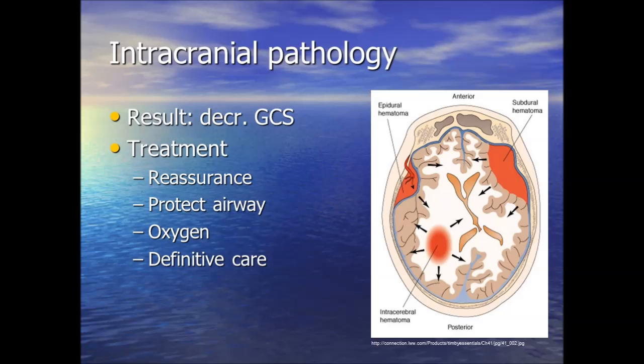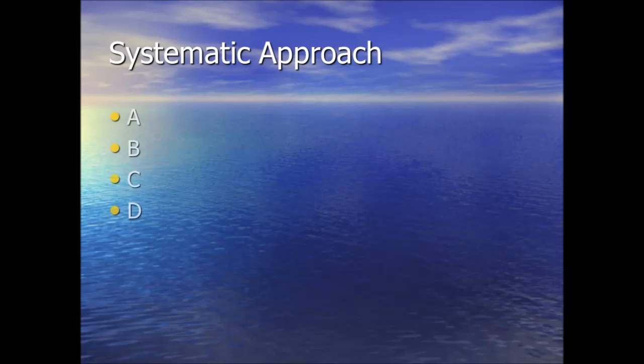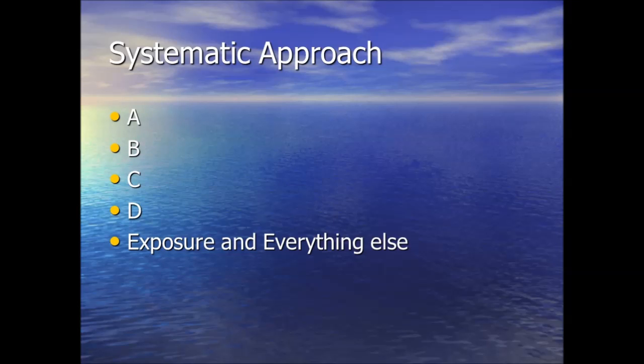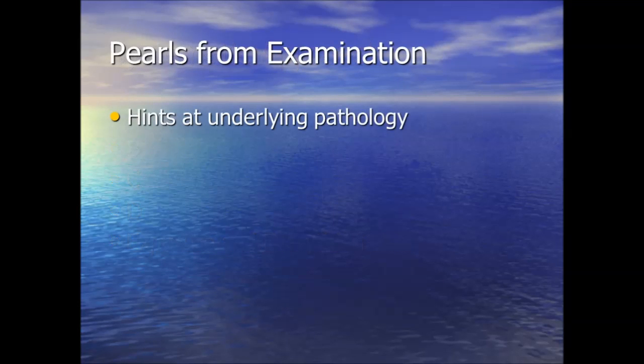These are the things that we look for: a subarachnoid hemorrhage, a subdural hemorrhage, or bleeding in the brain itself that pushes pressure around. The treatment in pre-hospital is to try and keep them calm, protect their airway, give them the oxygen that they need, and get them to definitive care if you see that their GCS is dropping. Okay? So, A, B, C, D, E, exposure. You don't want to miss anything else.